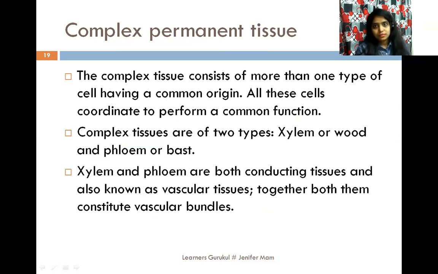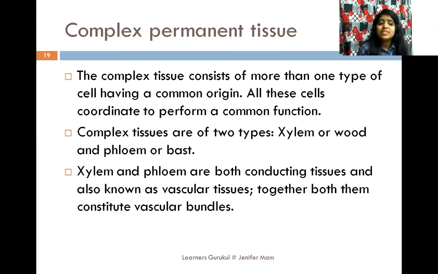Now we are going to talk about complex permanent tissue. We've seen the simple permanent tissues, which are divided into three types: parenchyma, collenchyma, and sclerenchyma. Now we are going to talk about complex permanent tissue. This complex tissue consists of more than one type of cell, and they are from a common origin. For example, the two types of complex tissues are xylem or wood, and phloem or bast.